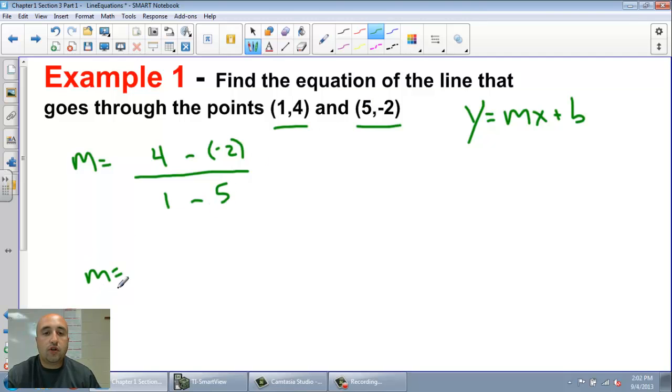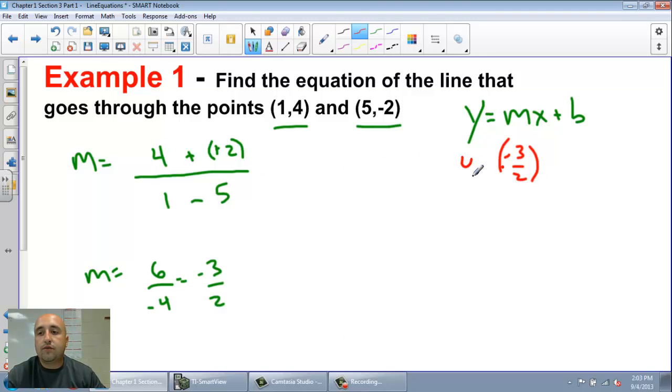So what do we get for our slope here? 4 minus a negative 2 turns into plus. 4 plus 2 is 6. 1 minus 5 is negative 4. Hopefully at this point you know that that reduces to negative 3 halves. So the first part of our equation is the slope, and we know that it's negative 3 halves. So in my equation, I'm going to plug in negative 3 halves where I see slope. Now we have y equals negative 3 halves x plus b.